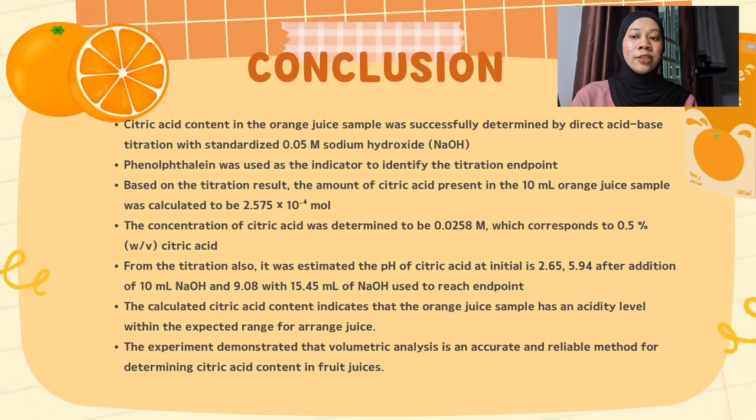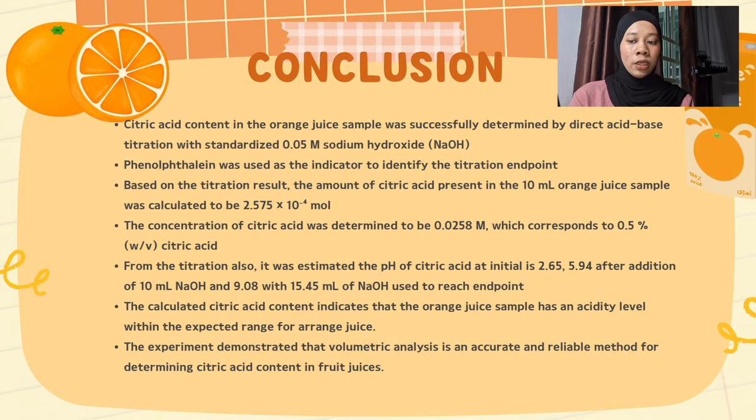In conclusion, the citric acid content in the orange juice sample was successfully determined by direct acid-base titration with standardized 0.05 molar sodium hydroxide. Phenolphthalein was used as the indicator to identify the titration endpoint. Based on the titration result, the amount of citric acid present in the 10 ml orange juice sample was calculated to be 2.575 times 10 to the power of negative 4 moles, and the concentration of citric acid was determined to be 0.0258 molar, which corresponds to 0.5% weight over volume citric acid.